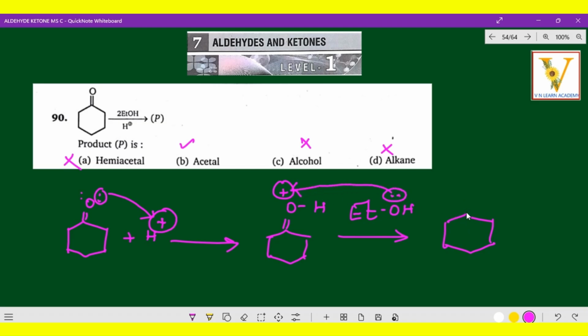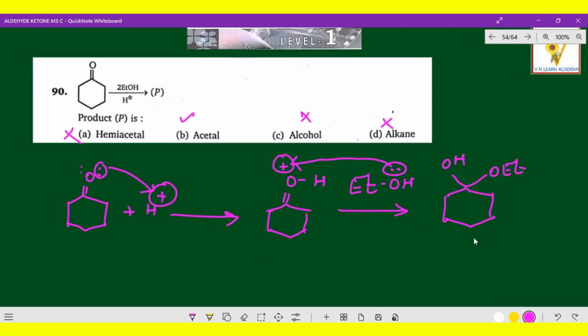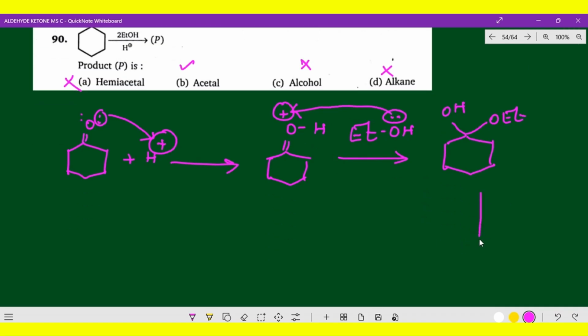Right. Now here OH will be on one side, the other side OEt. Now again an H plus ion is going to hit over here. Here lone pair of electrons, here H plus ion is available. So these two lone pairs of electrons are there, no? This H plus ion loses the water molecule. So it loses H plus and H2, and you'll be getting a positive charge on this side. One side OEt, the other side a positive charge.